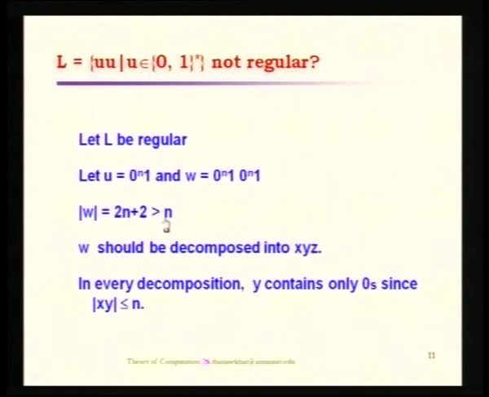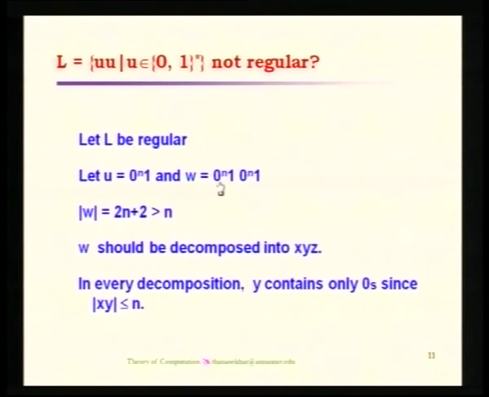and we can understand the length of the string w is going to be 2n plus 2, which is satisfying the condition, where n is nothing but the number of states available in the finite automata which we have assumed as existing, and w could be decomposed into x y z. Now we can take so many cases. You take the first part, 0 power n followed by 1, then followed by 0 power n followed by 1. Suppose you take y which contains exactly some number of zeros, maybe k number of zeros.